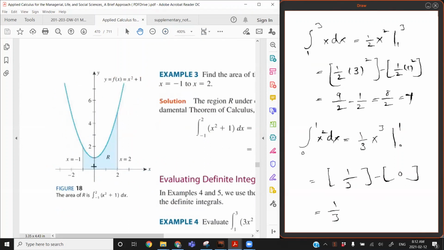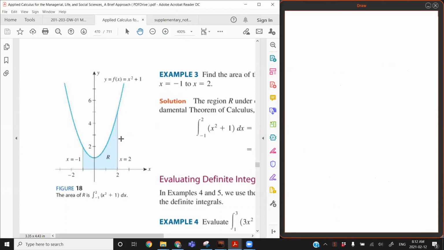I'm looking for the area of the shaded region R, which is the area under the curve x squared plus 1 between the two vertical lines from x equals -1 to x equals 2. So I'm looking for this area, the integral from -1 to 2 of x squared plus 1 dx. I find one antiderivative of that. I need to evaluate it at the two ends and subtract.